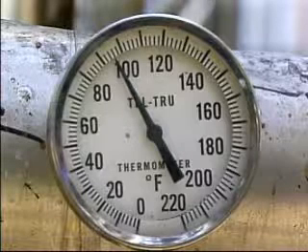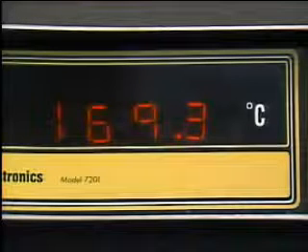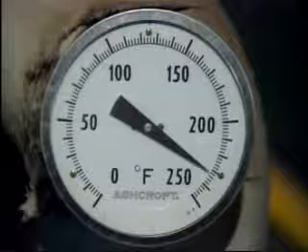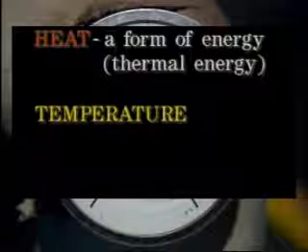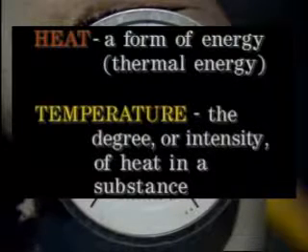Temperature is a key process variable, and it needs to be measured accurately to help prevent undesirable conditions from occurring in a process. To understand temperature measurement, it helps to have an understanding of what heat and temperature are. Heat is a form of energy, and it's sometimes referred to as thermal energy. Temperature can be thought of as the degree or intensity of heat in a substance.